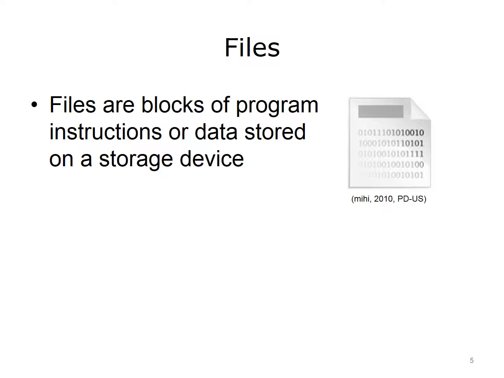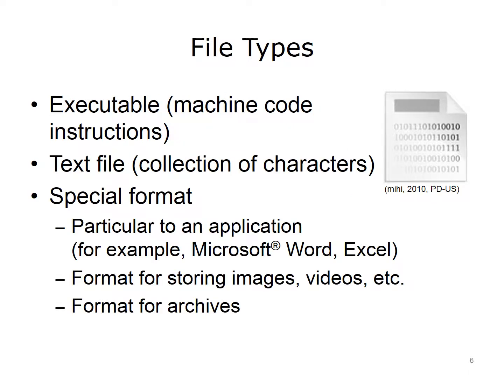A file is defined as a block of program instructions or data stored on some storage device. There are many different file types. One example is executable files, which contain a software application that users run. An executable file is filled with a series of machine code instructions. Another file type is a text file, which is merely a collection of binary representations of characters.